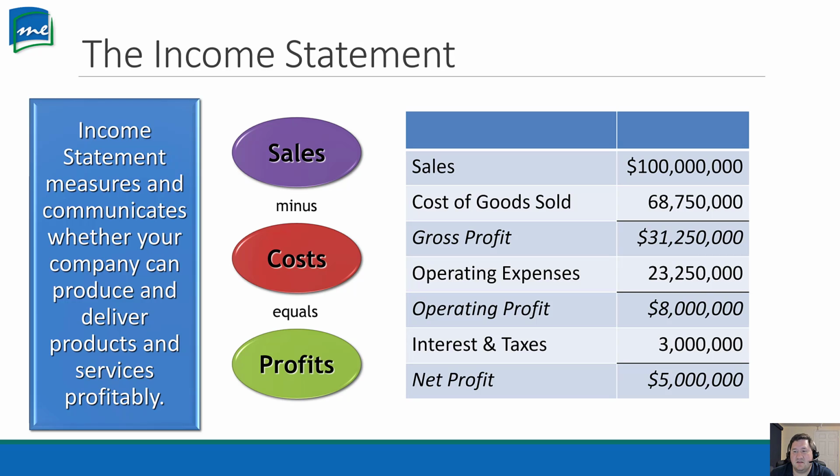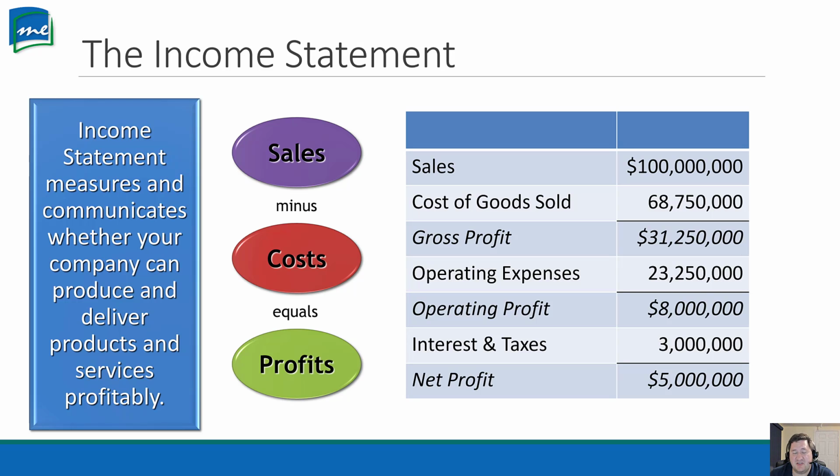So if we look at this example here, $100 million in sales, cost of goods sold $68 million, so they have a gross profit of roughly $31 million. But they are spending $23 million to make that $31 million. So we have $8 million that's almost free and clear. But of course, the government has to get their share with taxes, and the banks have to get their share if we have any financing. So let's say that's $3 million. So we're down to $5 million is what our actual net profit is out of this $100 million.